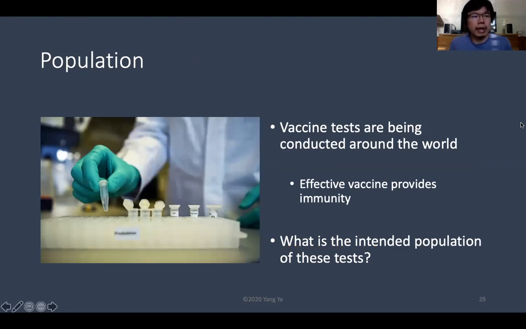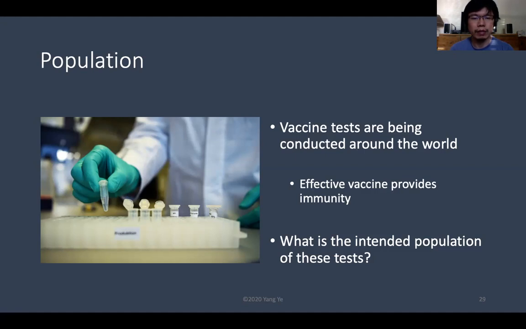So the population can mean a lot of things depending on your research goal, right? For example, nowadays people are testing vaccines around the world, and they're doing randomized trials, and an effective vaccine will produce some kind of immunity. So let's say we have a sample that we tested and we found an effective vaccine, what is the intended population of these tests, right? You can say that if you test in the States, does the population stop within the United States?